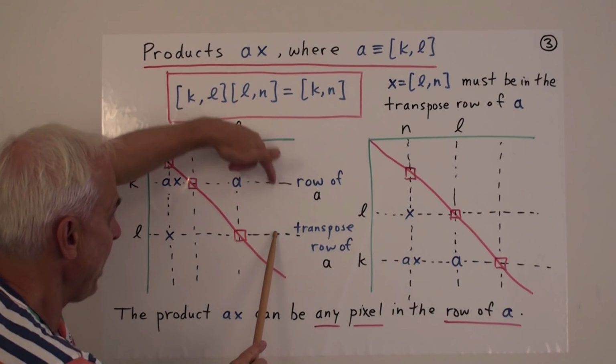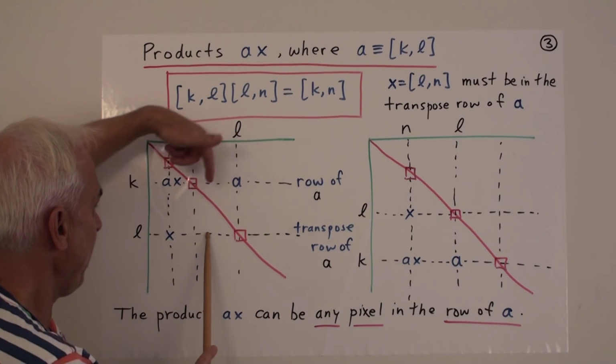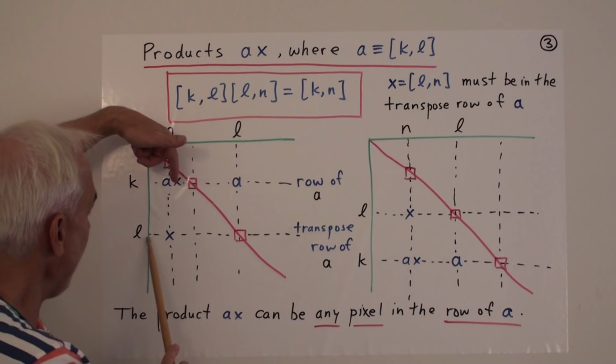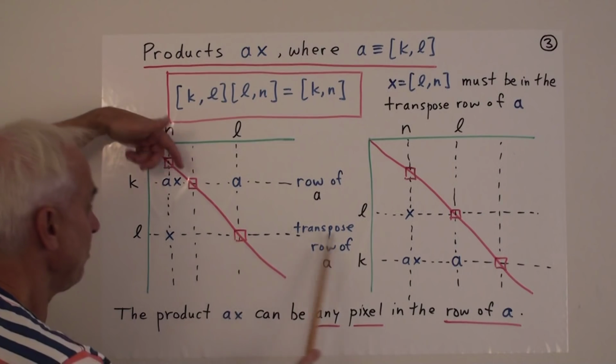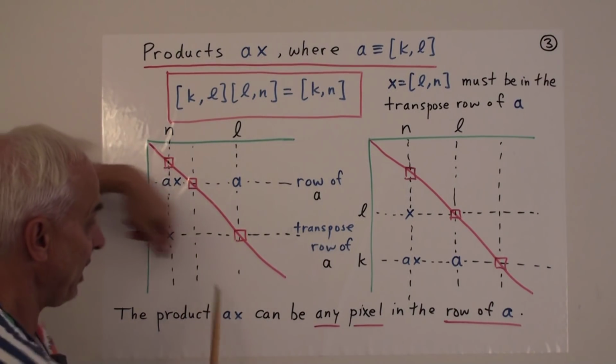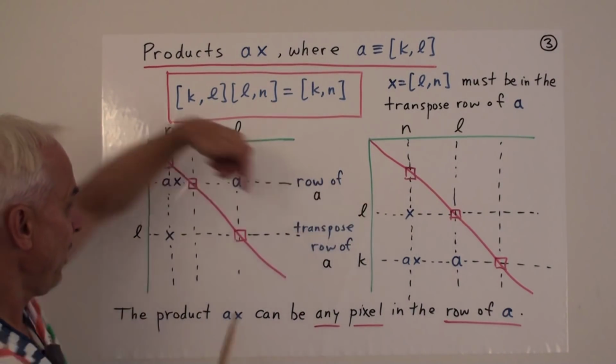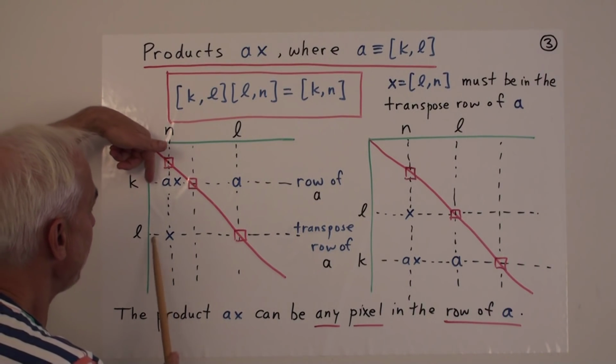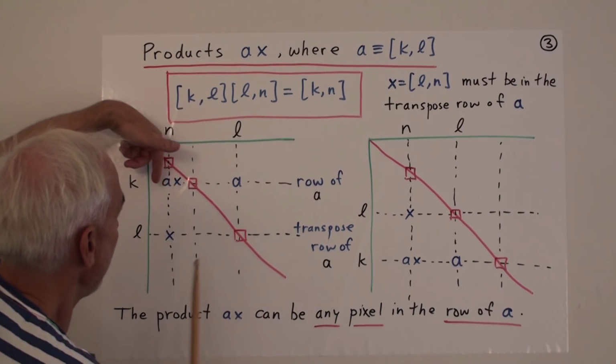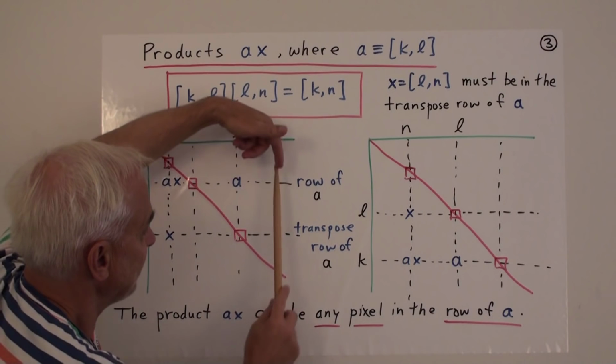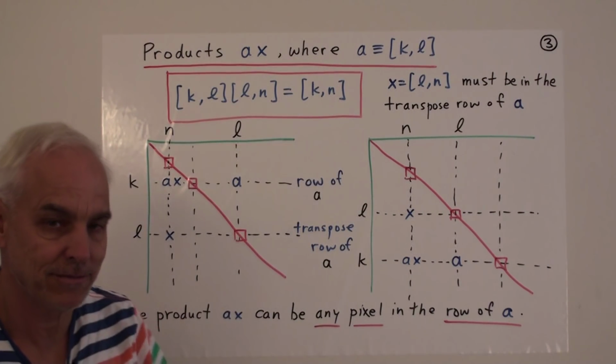So if X were here, then AX would be here. If X is here, AX would be here. So as X moves along all possible positions in this row, and it could be very far out, the product AX is defined and is correspondingly on the same row as A, but just in the same column as X.